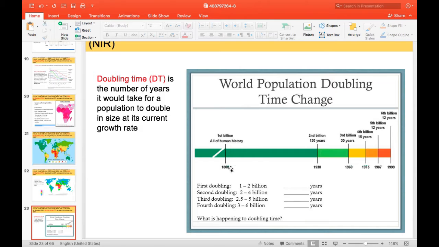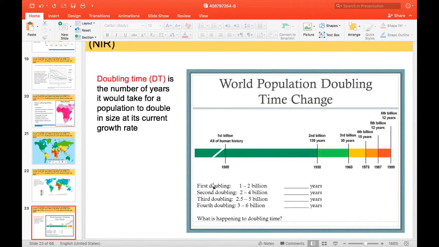Let's see. In the 1800s, we have the first billion, okay? All of human history. So the first billion, and then the second billion. So we have double this amount from 1 to 2 in 130 years, from 1880s to 1930s. Now, let's check what is happening here. The third billion was reached in 1960, the 4 billion was reached in 1975, and the 5th billion was reached in 1987, the 6th billion was reached in 1999. So as you can see, it's to double the time.